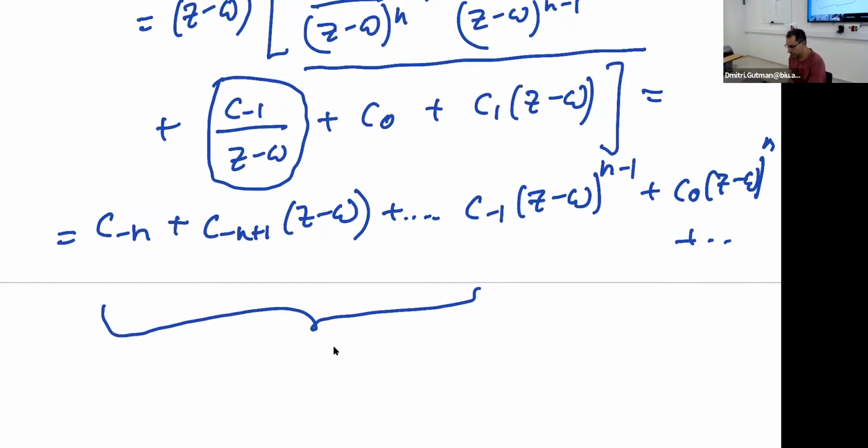Everything vanishes, only c minus n remains, no? So remember, we need to extract c minus 1. We need to find a way to compute c minus 1. So if you take the limit of the expression above, we will get c minus n. We will not get c minus 1. What should we do to get c minus 1 with this expression?